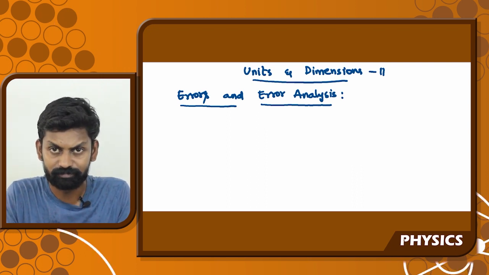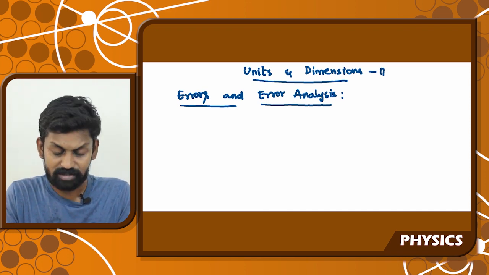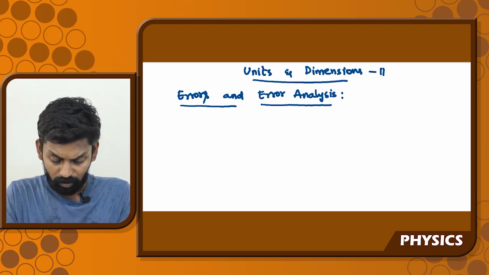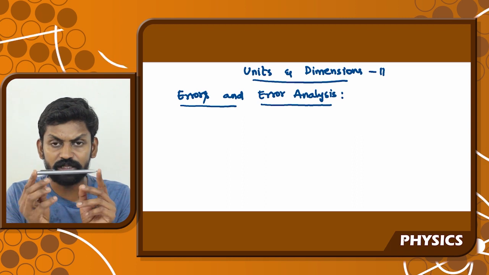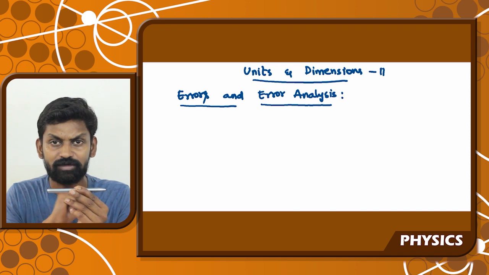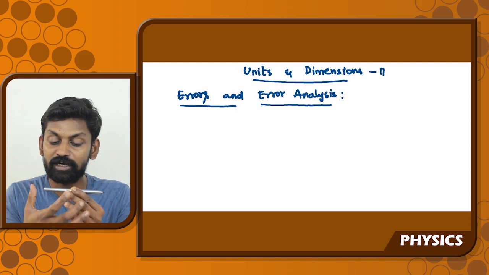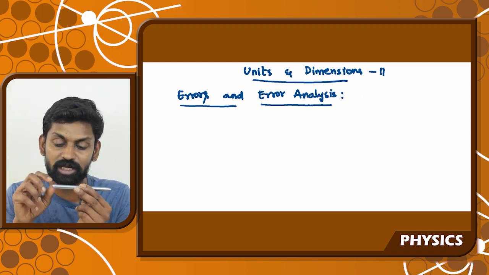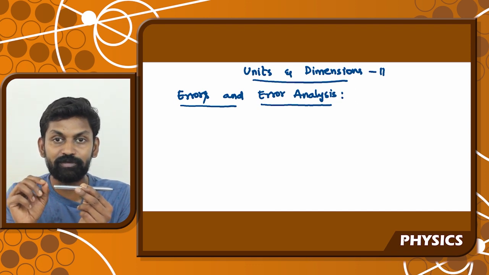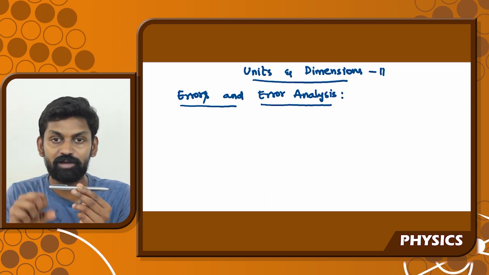What is an error? The dictionary meaning or the English meaning of error is a mistake. So in measurements, whenever you are measuring, for example, the length of this pen, it might have a true value which is accurate, meaning you have already measured with the most sophisticated instruments. But when we are trying to measure it generally, there definitely will be a little difference between the true value, the actual value of the length of this pen, and the measured value.